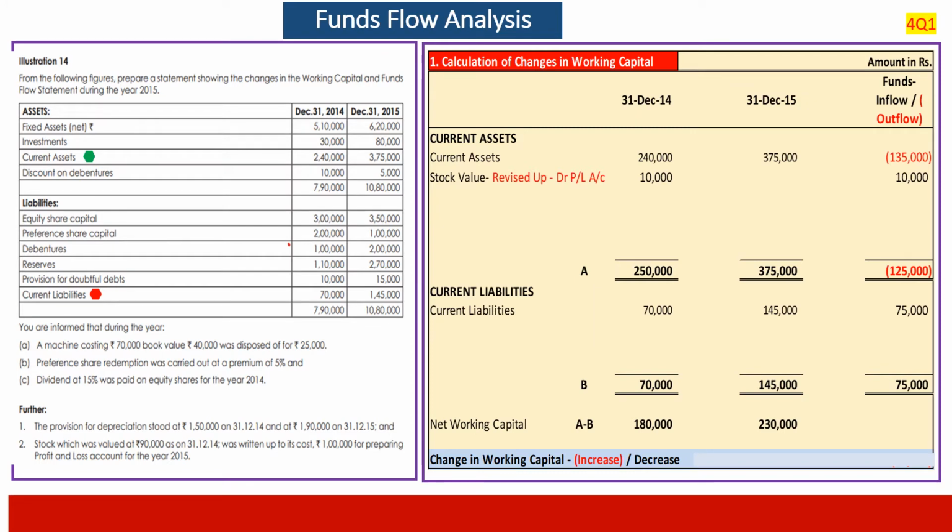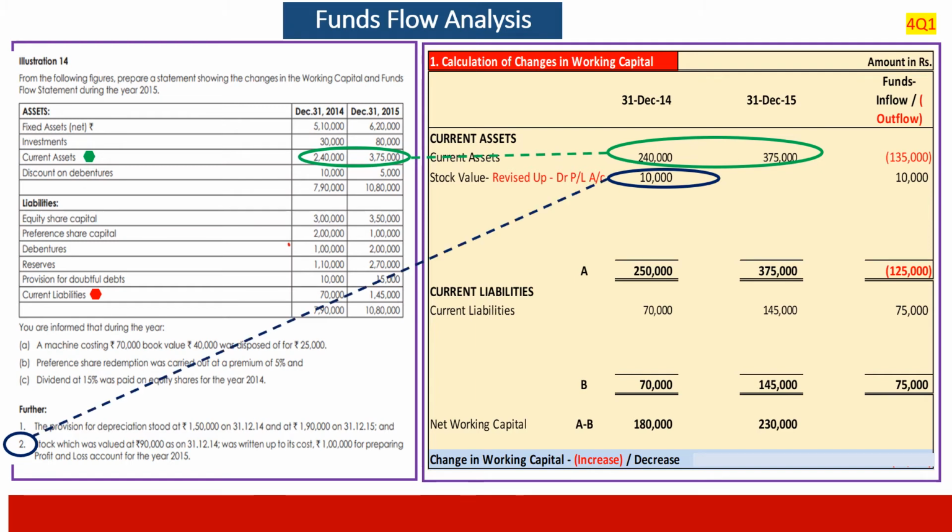Now we are at preparation of statement number 1, calculation of changes in working capital. Current assets, opening balance 2,40,000, closing balance 3,75,000. We post it. And there is an adjustment. Stock which was valued at 90,000 was written up to its cost. Means opening stock has been raised by 10,000. Therefore, I have to raise the stock. Right? Stock value revised up 10,000 rupees. Under opening balance, it will be put here.